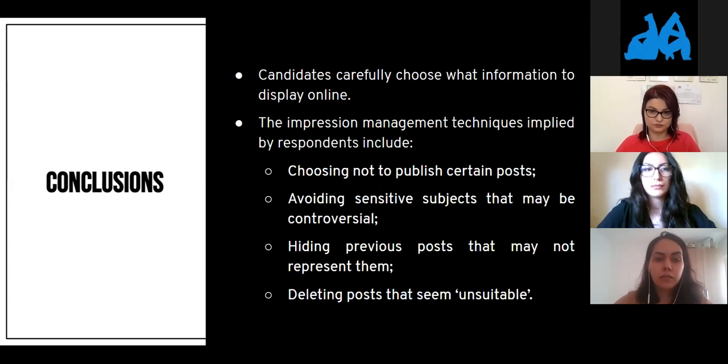Next, we also analyzed the impression management techniques that were used by the respondents, and we noticed that candidates carefully choose what information they display online. Some of the impression management techniques that were implied by the respondents include choosing not to publish certain posts that are seen as unsuitable in front of a potential recruiter, avoiding sensitive subjects that may be controversial, such as religion or politics, hiding previous posts that may not represent them as they are right now, or deleting posts that also seem unsuitable for them.